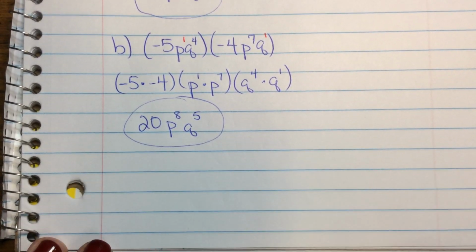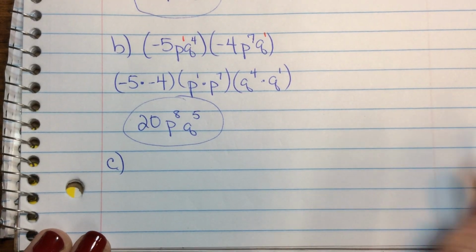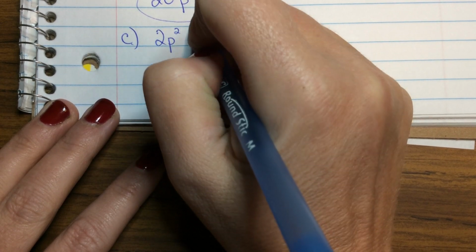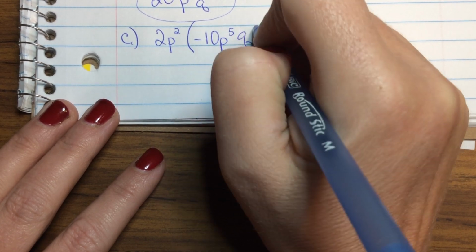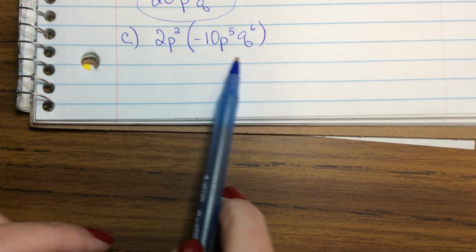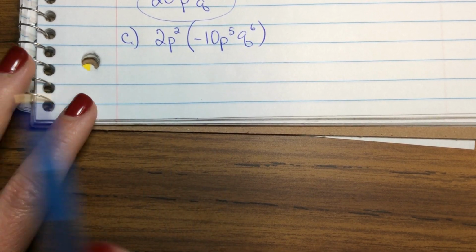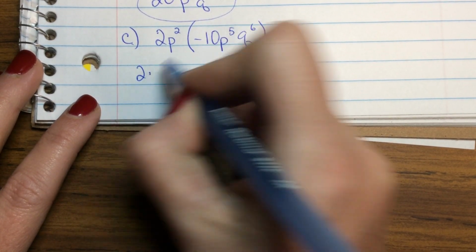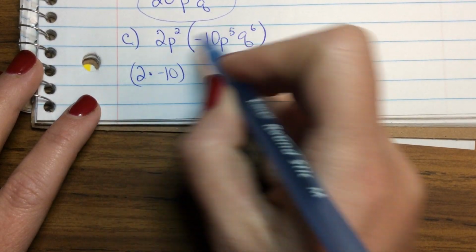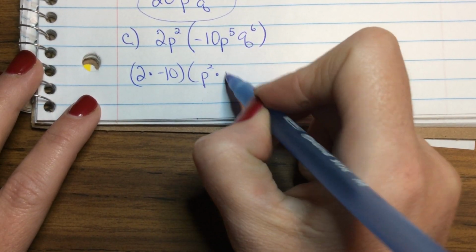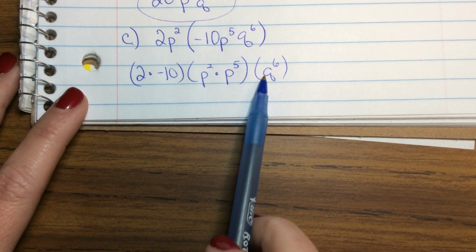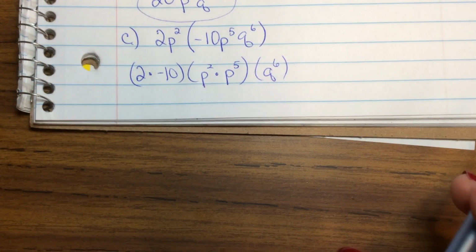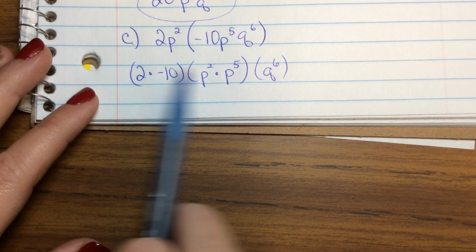And now we're ready for C. C says 2p squared times negative 10 p to the 5th q to the 6th. Well, I don't think I have to fill in anything. Everything looks like it's fine. So I'm just going to start grouping together. So I got 2 times negative 10. Then I have p squared times p to the 5th. And then I just have q to the 6th by itself. It's going to stay q to the 6th because I can't change it. There's nothing to multiply it by. But the other two I need to finish.